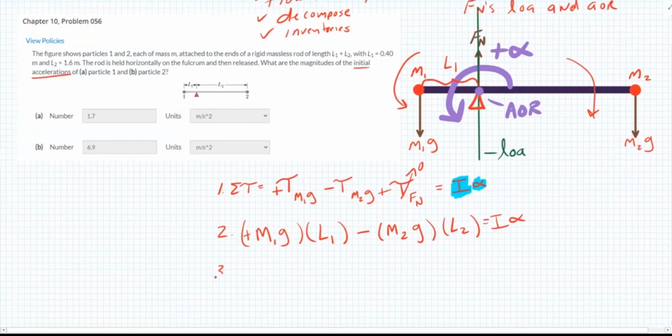Number 3. Uh-oh. What's the rotational inertia? What's I?